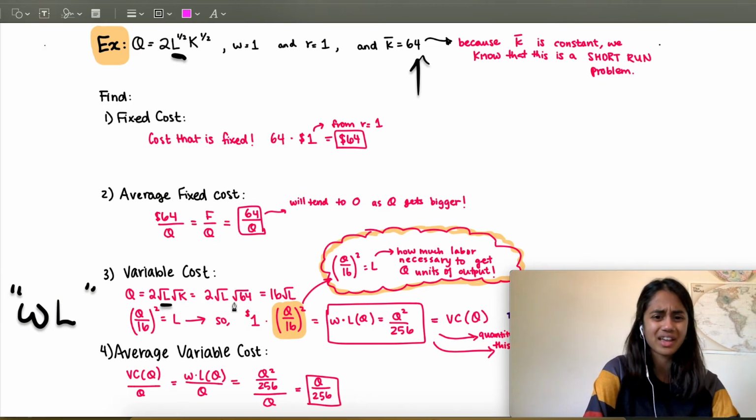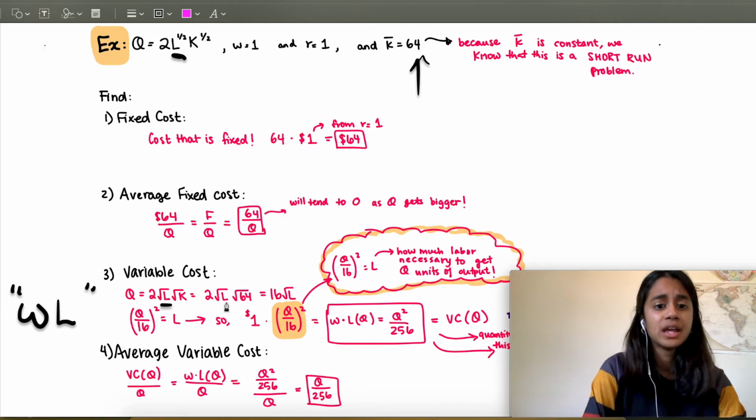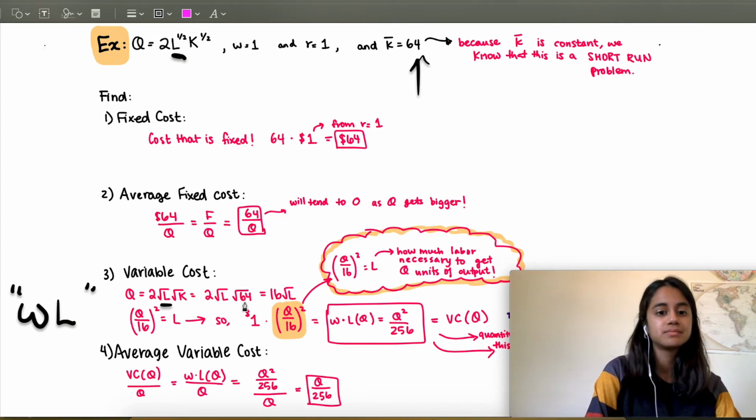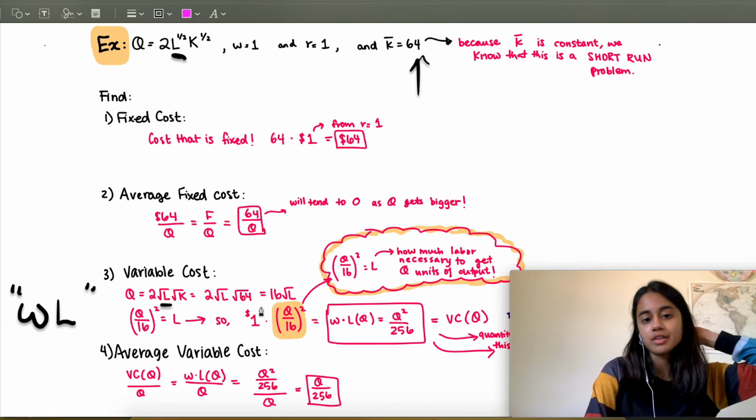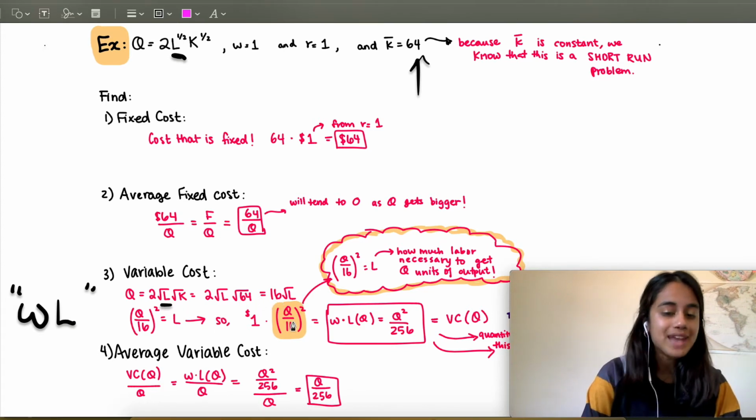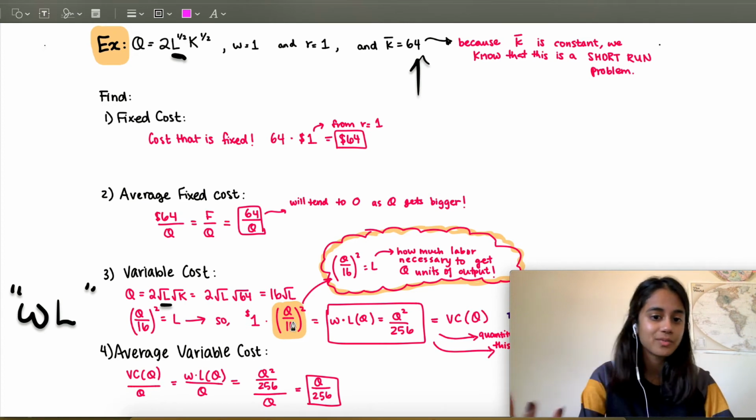Wait, we already know our K. That really helps us, right? We know it's 2 times 8, because the square root of 64, times the square root of L, so that's 16 square root of L. Now we have our quantity in terms of our labor.